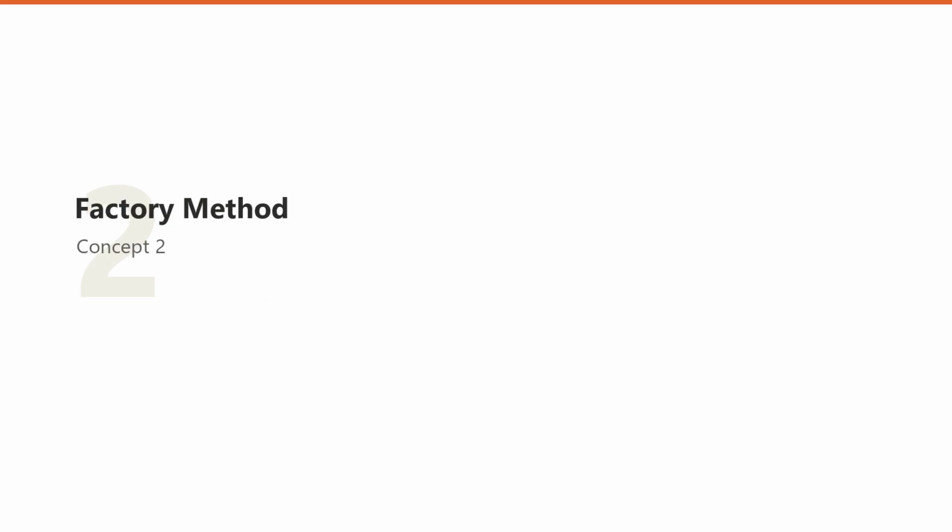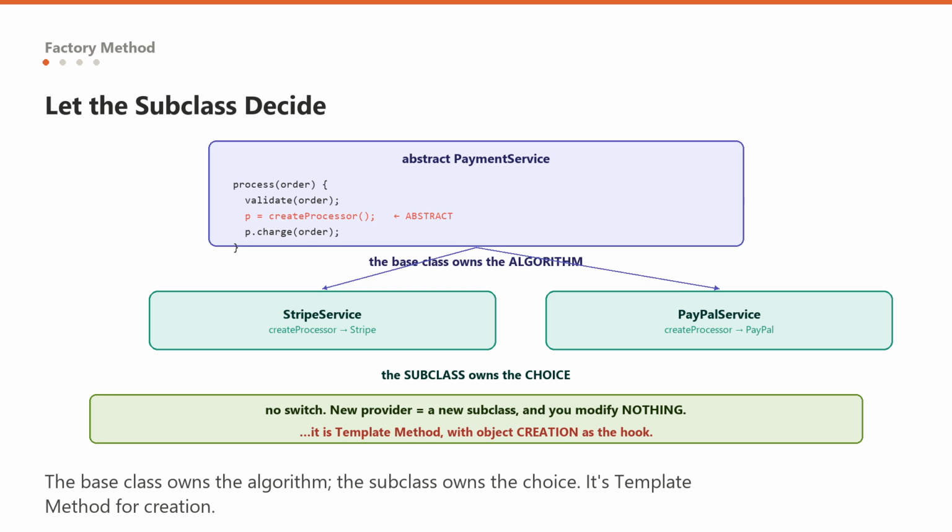Concept 2. Factory method, the real Gang of 4 one, and it is about inheritance. Factory method is a different idea entirely, and here is the definition worth memorizing. Define an interface for creating an object, but let subclasses decide which class to instantiate. The creation is deferred down the inheritance hierarchy.